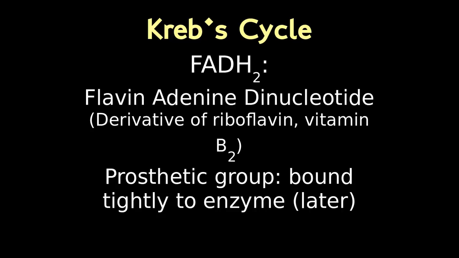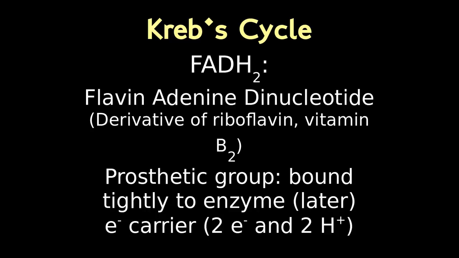And this is a prosthetic group. This is going to be bound tightly to an enzyme. We're going to talk more about this in a little bit of detail later, because this enzyme is actually important in the electron transport chain. We're going to take a little bit more time and go more carefully through the electron transport chain, but this is connected to that enzyme and is important to its function. And like NADH, this is an electron carrier, carrying 2 electrons and 2 protons that it can donate.